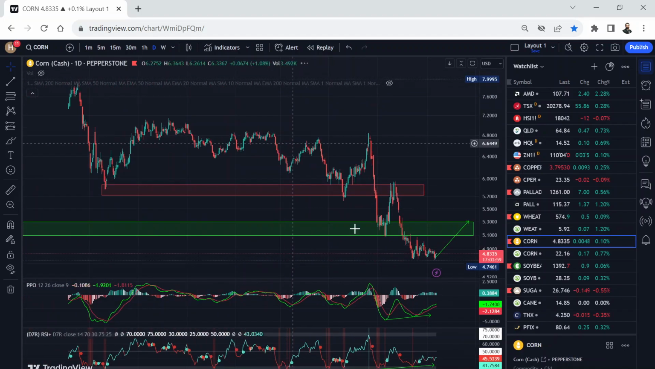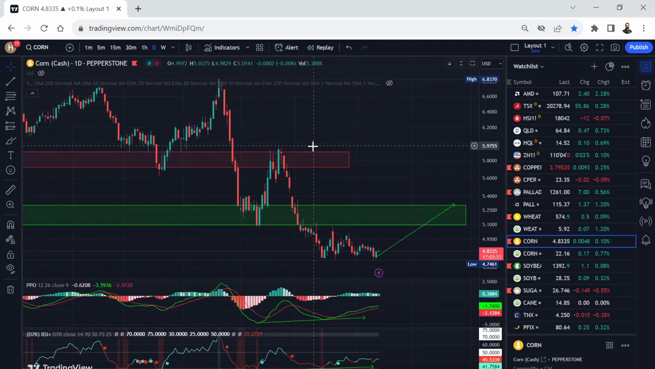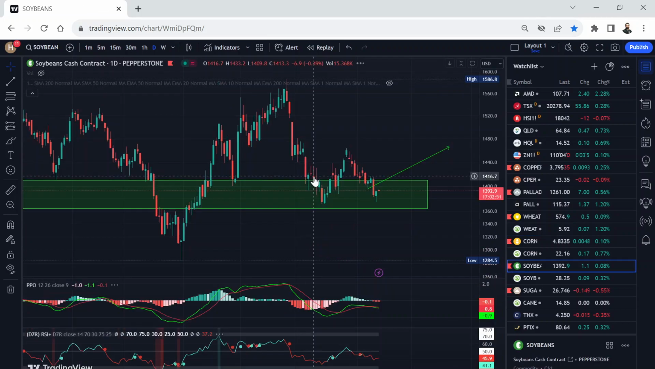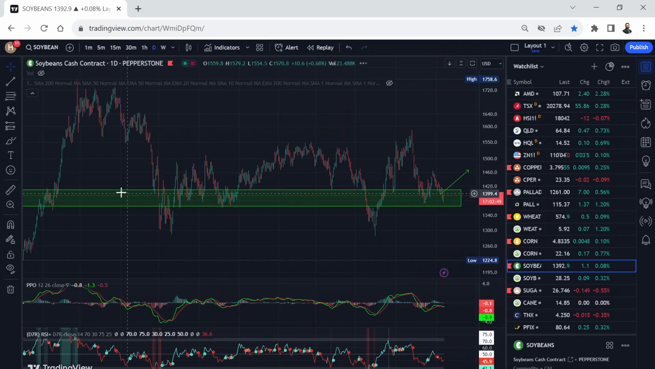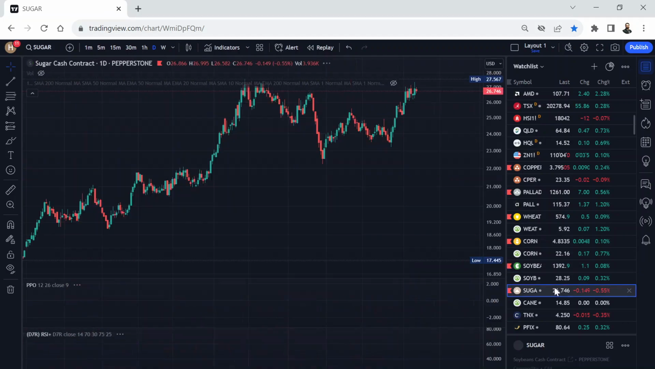Corn also trying its best with some bullish divergence on PPO and RSI. I think corn is getting ready for a massive pump. Soybeans right in the support buy zone where it should be, so looking good. This is where you want to buy soybeans.